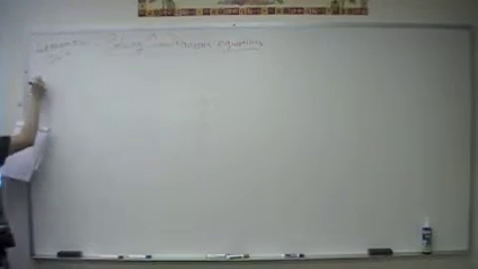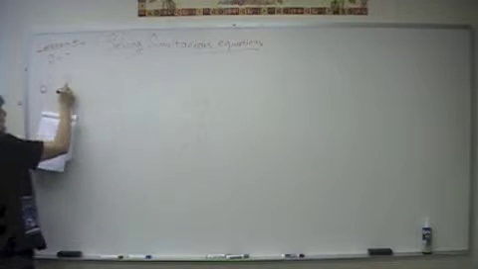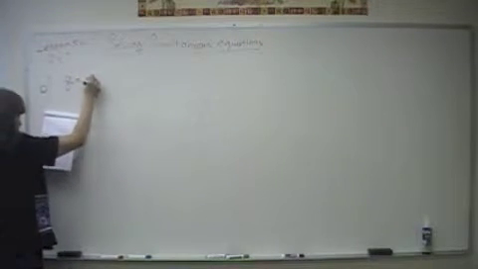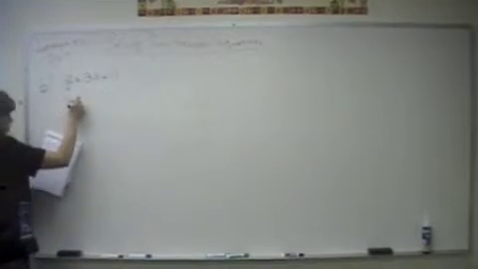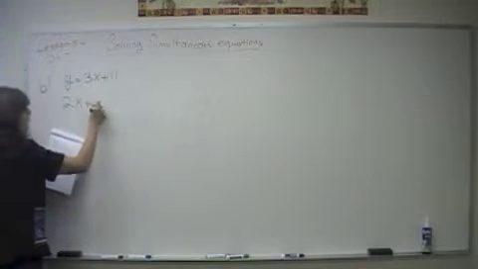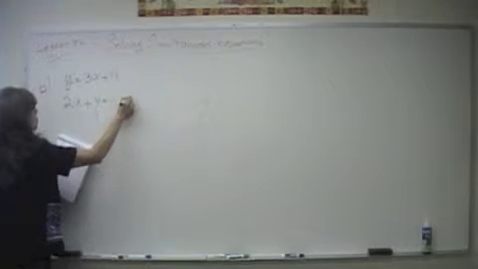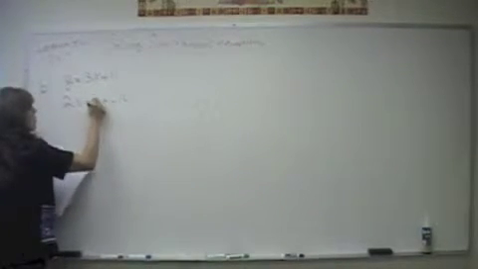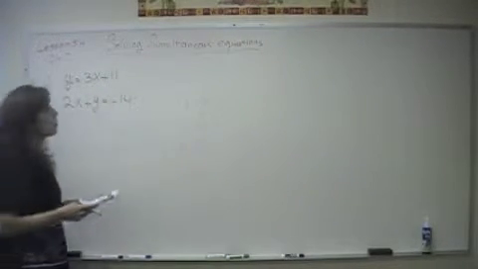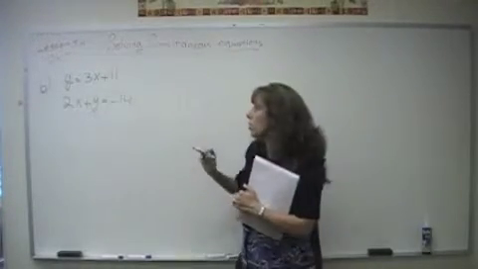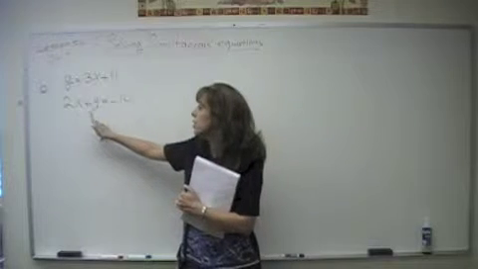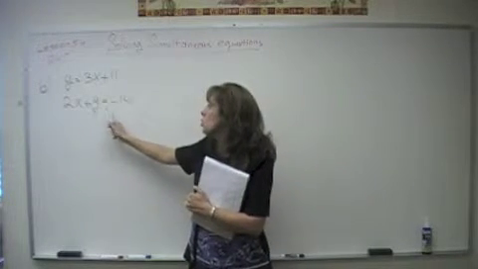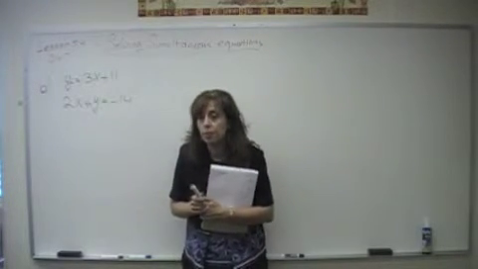Another example, B, y equals 3x plus 11. 2x plus y equals negative 14. Let's look closely at these two equations. The first one, y equals 3x plus 11. The second one, 2x plus y equals negative 14.